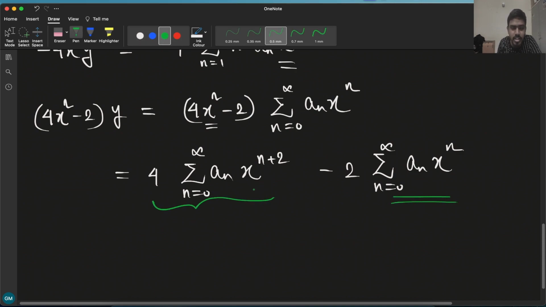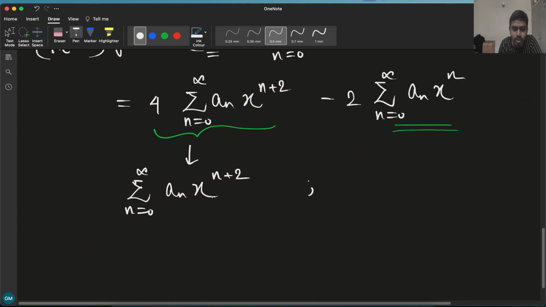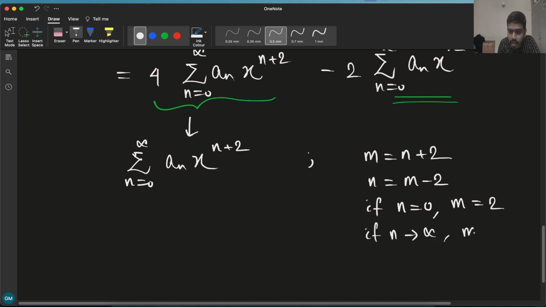But this term, if you look at it, has x to the power n plus 2. So here we need to do the index shift. Okay, cool. So only for this term, we have sum n equals 0 to infinity a_n x to the power n plus 2, and we want this series written as x to the power n, right? So in that case we will assume that m equals n plus 2. Very simple. In that case n will be equal to m minus 2, and if n equals 0, m equals 2, and if n tends to infinity, m also tends to infinity.